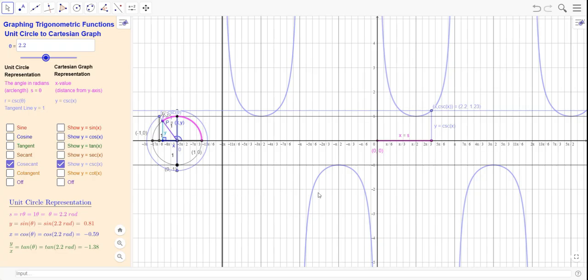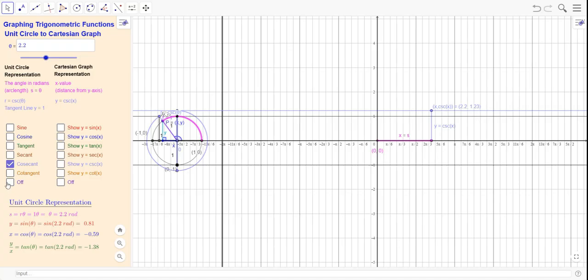And again, we'll investigate all the features of the graphs a little bit more in our next video and with another GeoGebra activity. But right now we need to see how the circle representation, which is our definitions of the trig functions, comes over to our Cartesian graphs. We just got one more to do, cotangent. Okay, so let's look at cotangent.